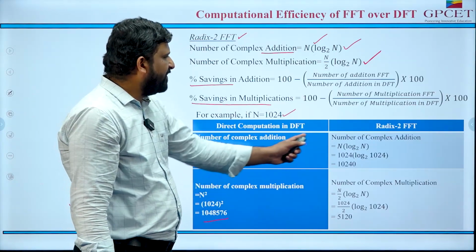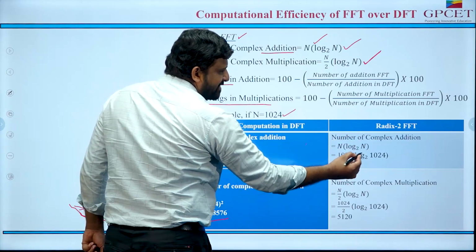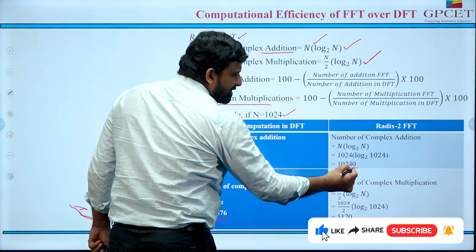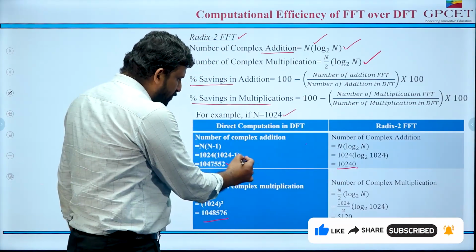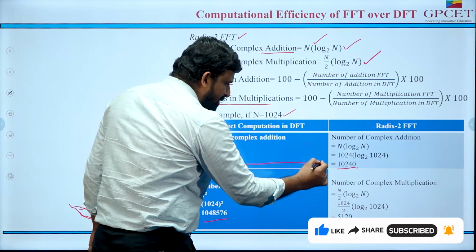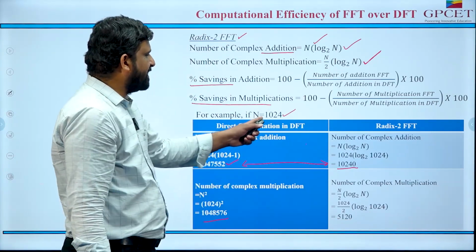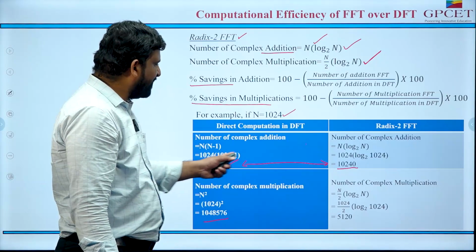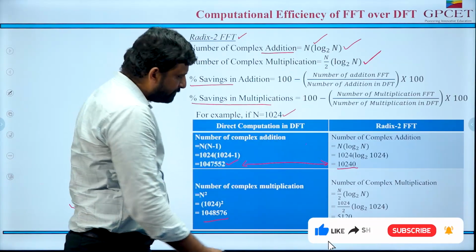If we take the same number in the Radix-2 FFT, now you can see the number of complex additions, that is n log n base 2. If I solve that, I can see only 10240 additions. You can compare these two things. Please compare how many additions happen for both, that is n equal to 1024, in DFT and FFT. You can see the difference. How much difference you can see here.